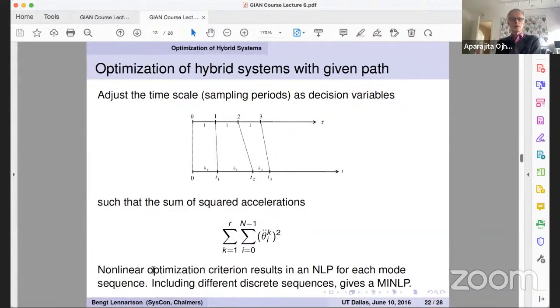But what is this? This is a nonlinear optimization criterion that results in an NLP for each mode sequence. So I assume now that I only focus on one mode where we don't have any discrete changes of the variables. So it's only an evaluation of the continuous part. Then if we include this procedure in a discrete sequence, that gives us in total a mixed-integer NLP problem.